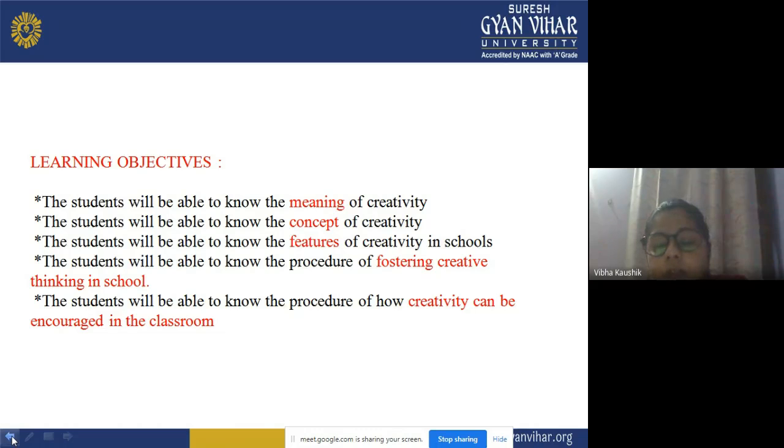Now, what is that fostering? Developing. How a teacher can develop creative thinking in schools in the classroom teaching. The student will be able to know the procedure of how creativity can be encouraged in the classroom. Which activities can be used by the teachers so that creativity can be encouraged in the classrooms.